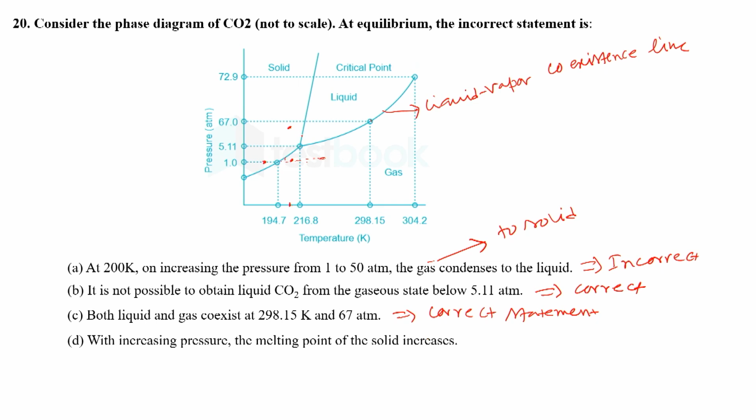So you see, this is the solid liquid coexistence line. In order to obtain the information about the melting point, we need to consider this solid liquid coexistence line. And we get the positive slope, right? So dp/dt is positive here. So it says that with increasing pressure, the melting temperature will increase. So this is also correct. With increasing pressure, the melting point of the solid increases. This is also a correct statement.